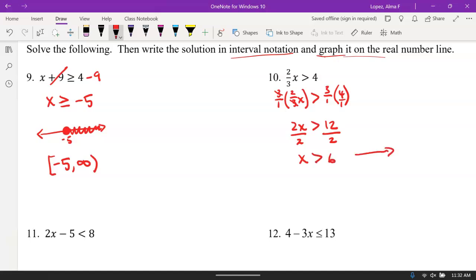Give yourself a number line, and really all I need is one with the number 6 on it. I don't care where 0, 1, 2, 3, 4, and 5 are. We don't need those. 6 is on the number line. Give yourself an open circle on the 6 and then read it. x is greater than 6. Greater means to the right, doesn't it?